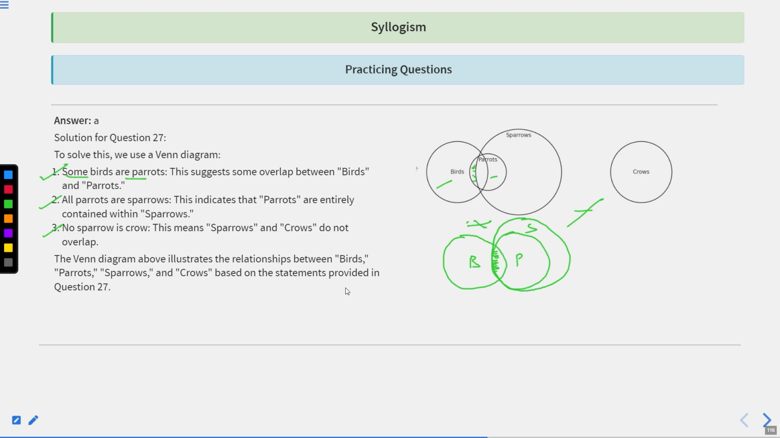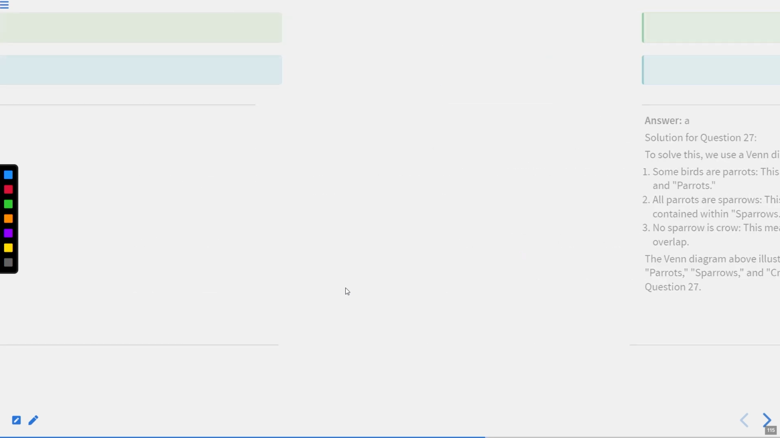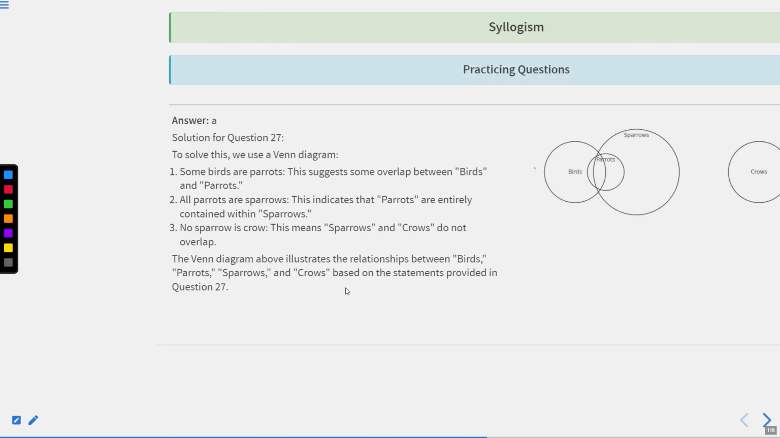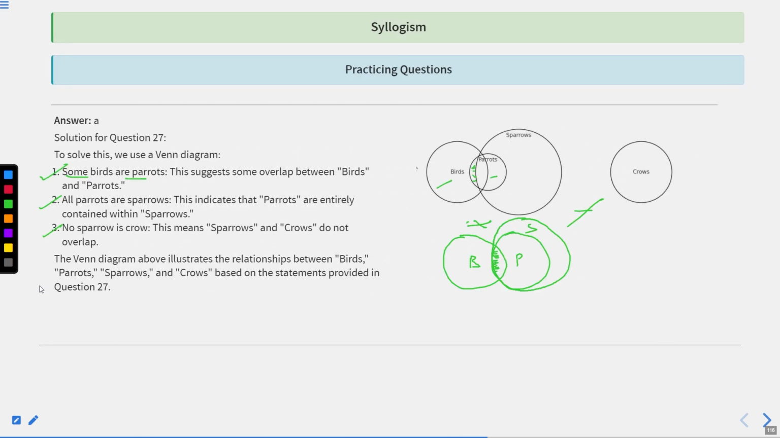Here from the Venn diagram, it is clearly understandable. It is clearly looking that some birds, which are parrots, are sparrows. But opposite of it, that some birds are not sparrows. We cannot conclude some sparrows are not birds, because we don't have enough evidence to showcase that particular point. Therefore, only conclusion 1 will follow, not conclusion 2 will follow.